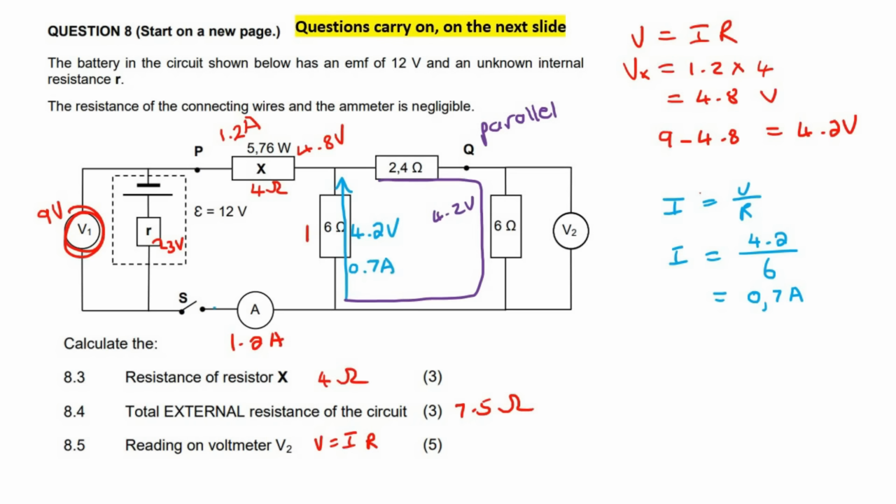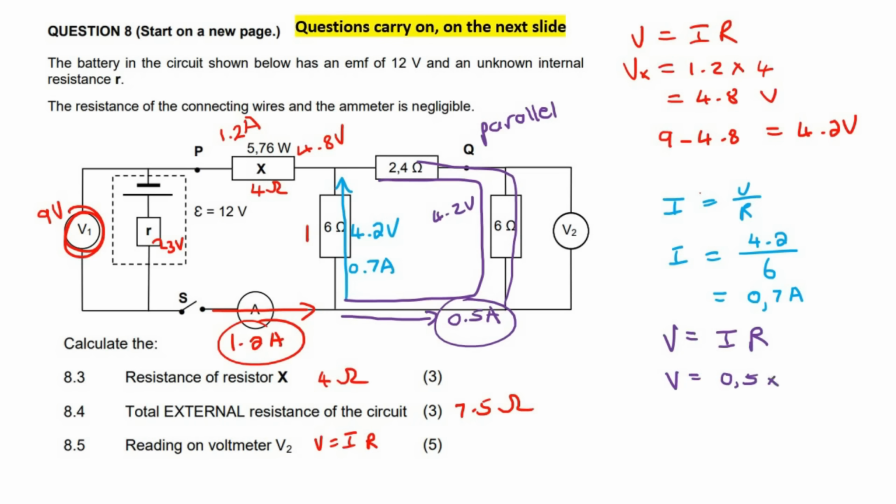We know from earlier that the total current in this part of the circuit is 1.2. We've just calculated that 0.7 amps goes this way, so that means 0.5 amps would go this way. This is good, because now we know how much current is going to flow through the 6 ohm resistor. So now we can work out V2, because remember we said that V2 is connected across the 6 ohm resistor. The current flowing through the 6 ohm resistor is 0.5, and the resistance is 6. So V is equal to I times R, which is 0.5 multiplied by 6, and that should give us 3 volts. So I've now shown you 2 different ways of doing this one. I'm hoping that most of you would find one of those understandable.